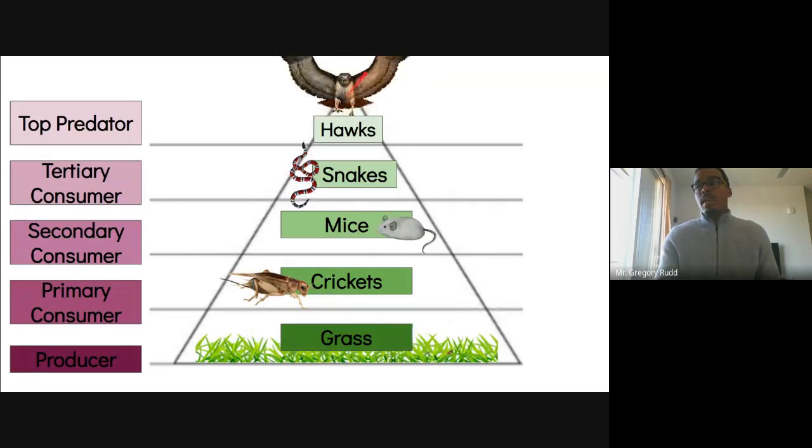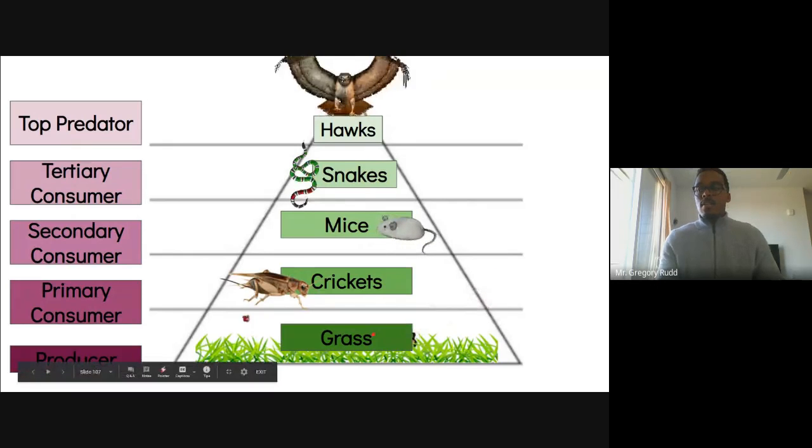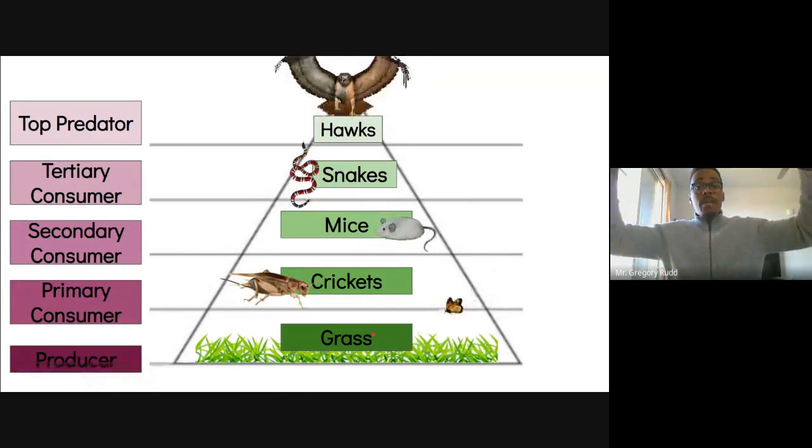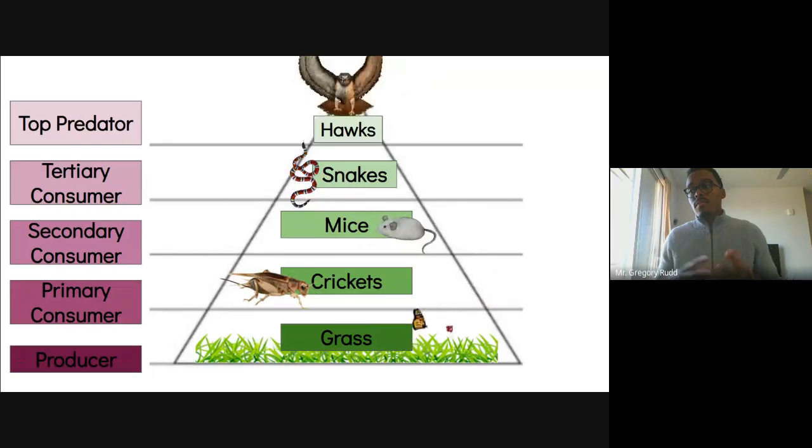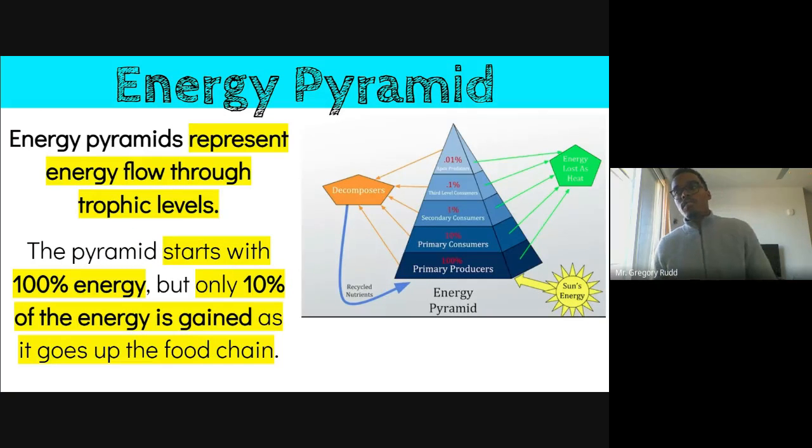There might only be a couple dozen hawks living in the ecosystem, and maybe a couple hundred snakes, and maybe a couple thousand mice, and maybe a couple hundred thousand crickets, and there are millions of blades of grass. All right, so the organisms at the top, there aren't many of them. The organisms at the bottom, there are a lot of them. The other reason is because of energy flow.